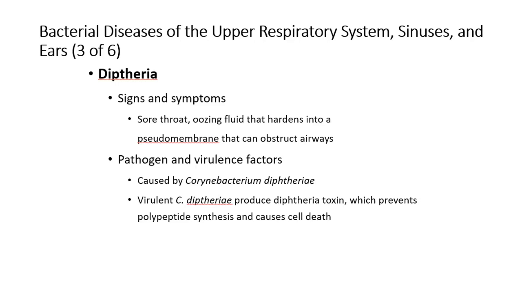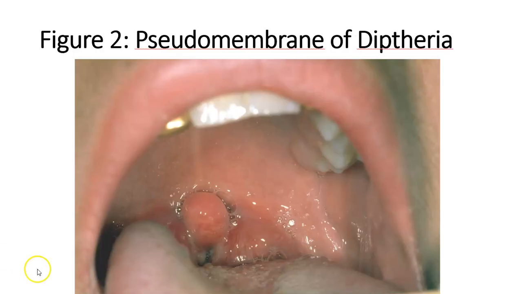Diphtheria, basically, the cause is a bacteria called Corynebacterium diphtheriae, and it is virulent. It has a toxin which prevents polypeptide synthesis and causes cell death. The main thing with diphtheria is that you get a sore throat and you get this oozing fluid that hardens into this membrane. And that membrane can obstruct the airways. And this is how most of the people died, because that membrane would get across their airway and they couldn't breathe. Okay. This is a picture of it.